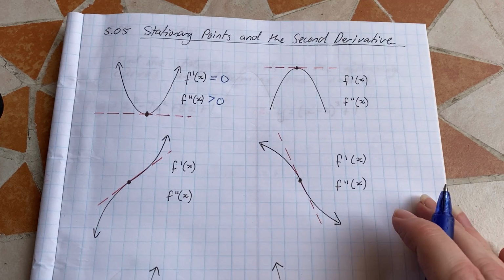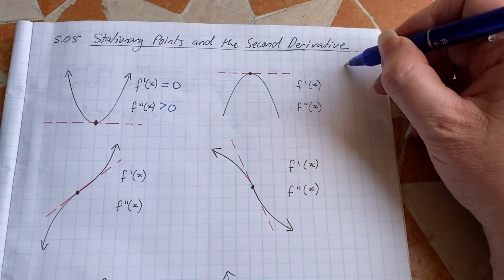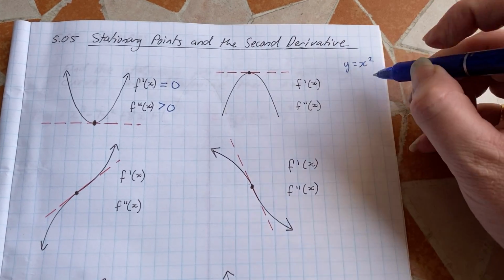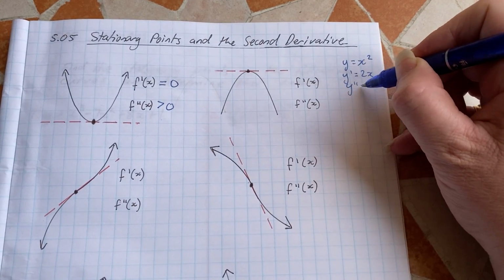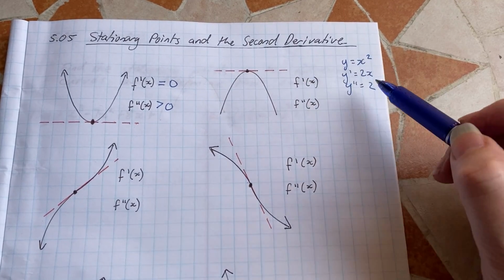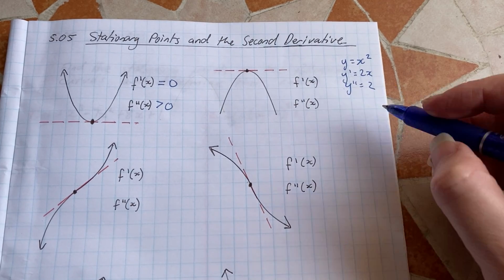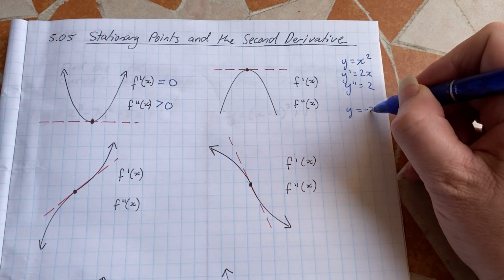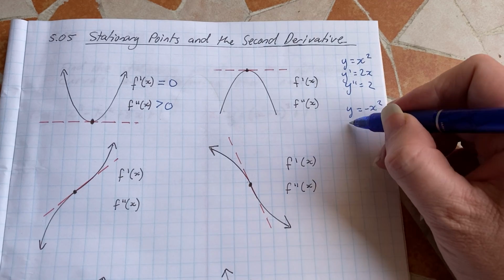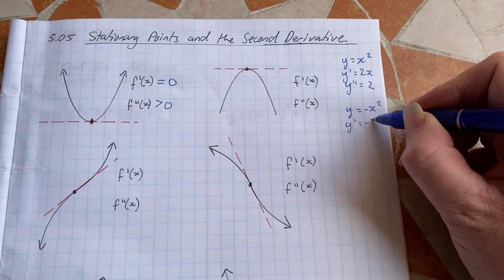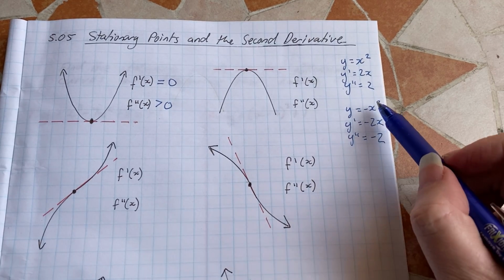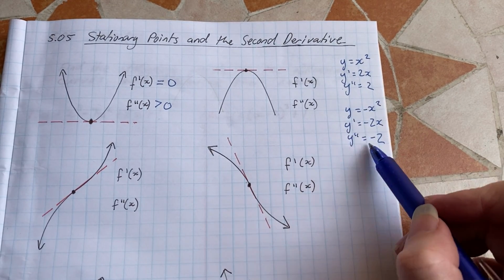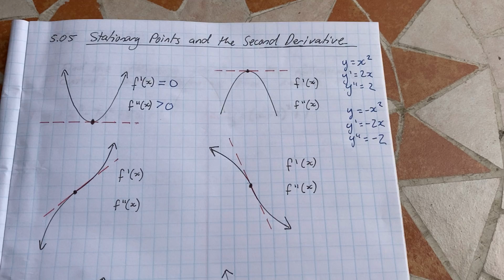I might just mention the parabola in more detail. If we've got y equals x squared, the first derivative is 2x, the second derivative is 2. Happy parabola, positive second derivative. Y equals negative x squared is a sad parabola. So first derivative is negative 2x, second derivative is negative 2. So the sad parabola shape has a negative second derivative.